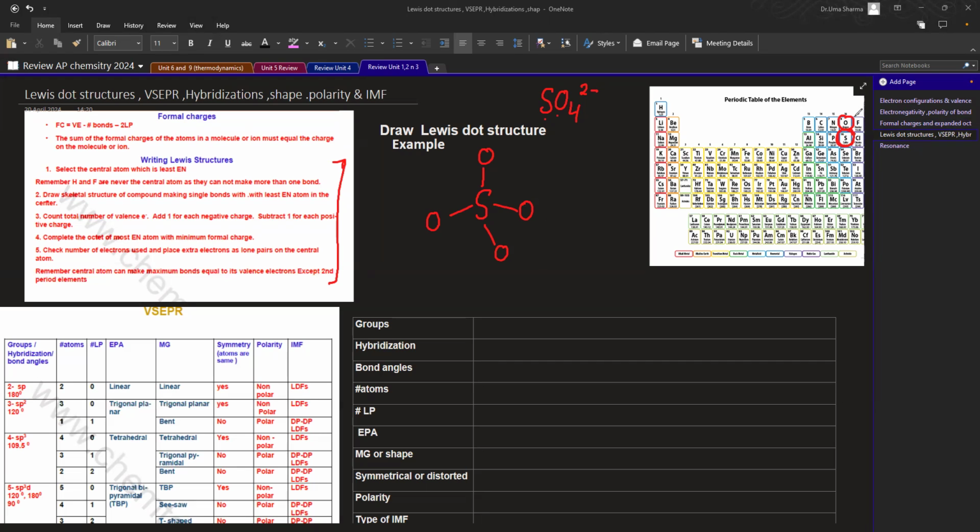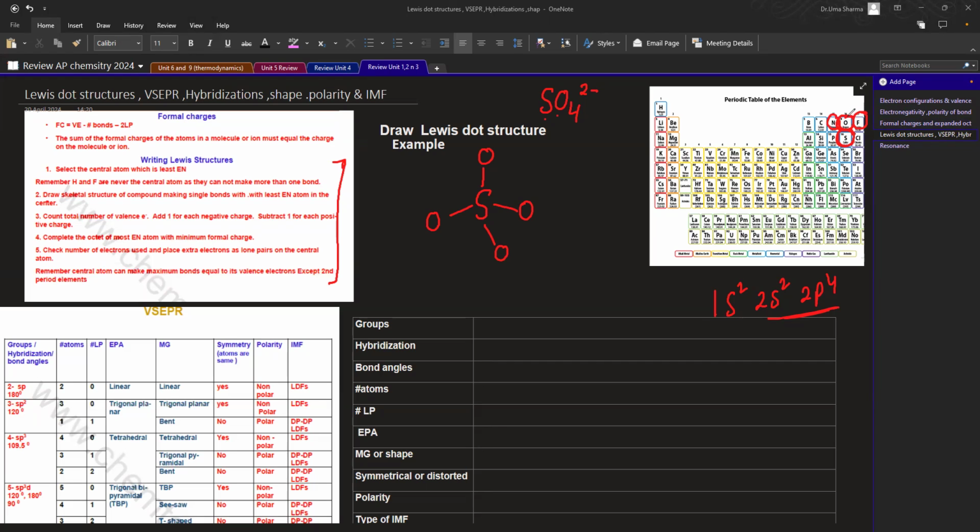6. And how many maximum bonds can oxygen make? Oxygen: 1s2, 2s2, 2p4. How many more electrons are needed to complete the octet? So it can make only 2 bonds. Like fluorine. Fluorine can make only 1 more bond. Oxygen can make only 2 more bonds.